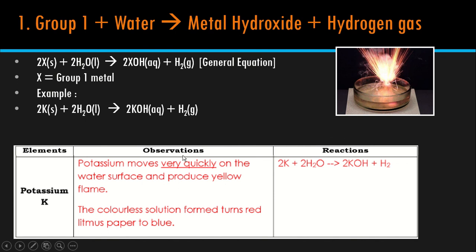Okay, so membezakan sini observation, potassium dia lagi reactive, right? Going down the group 1, dia makin reactive, right? Jadi dia move very quickly. Kalau tadi lithium slowly, sodium quickly, but potassium very quickly. So you kena bubuh perkataan ni, very quickly, to differentiate dia punya reactivity on the water surface and produce yellow flame. So after that, the colorless solution akan terhasil, which will turn the red litmus paper into blue. Sama juga dia alkaline solution. Sama juga eksperimen ni.